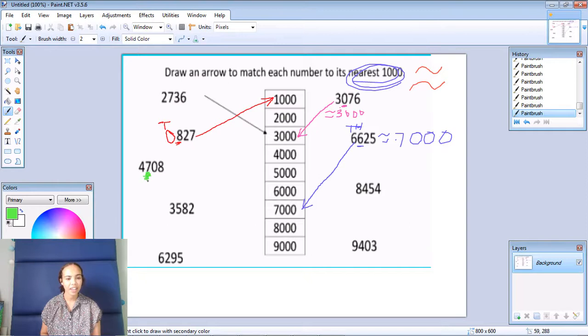4,708. Okay, look at that. That is more than 5. So this one's going to change to 5,000. 7 is 5 or more. Okay, next number, next color.